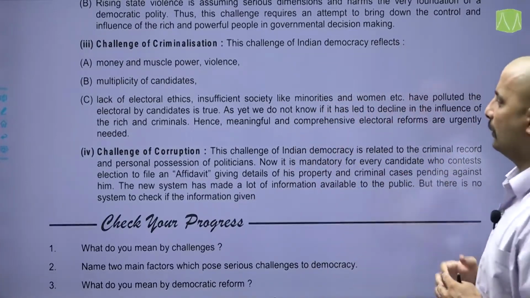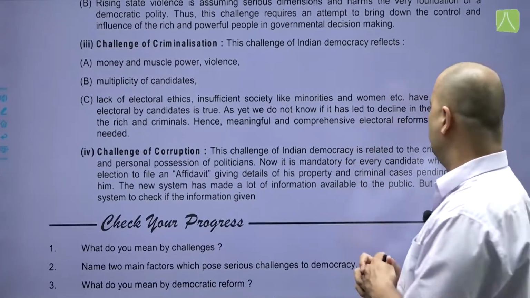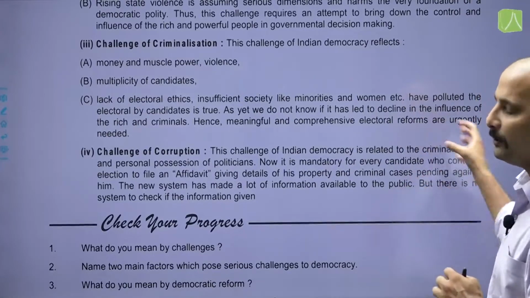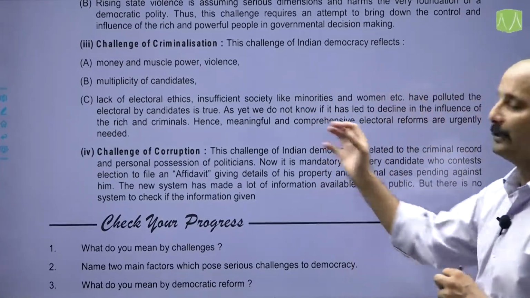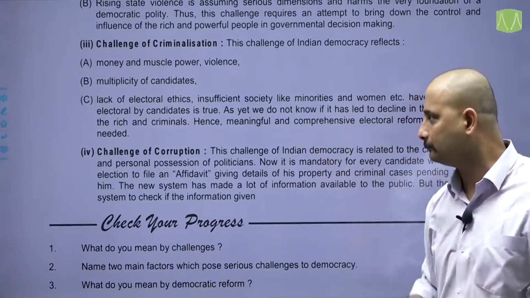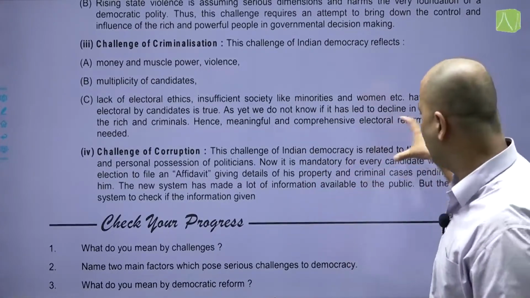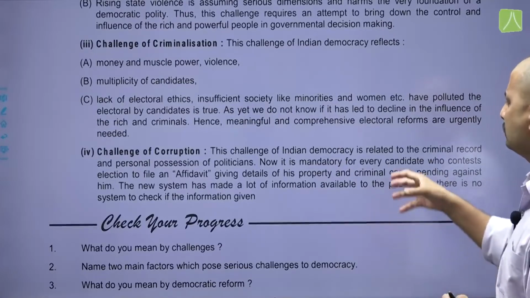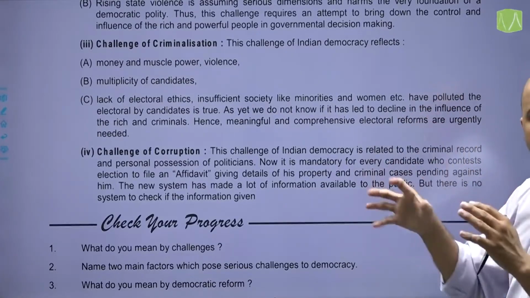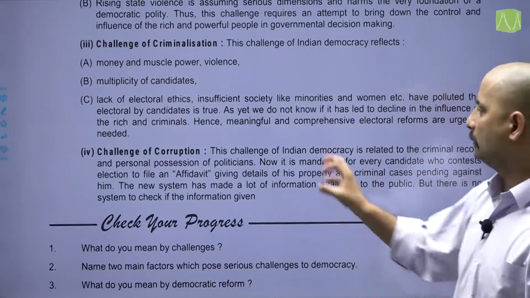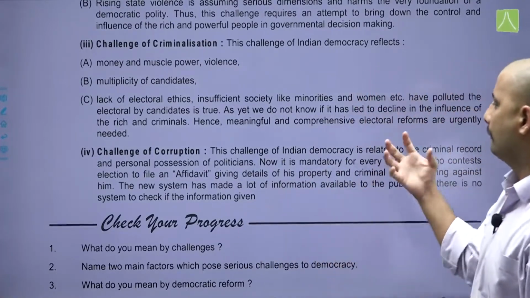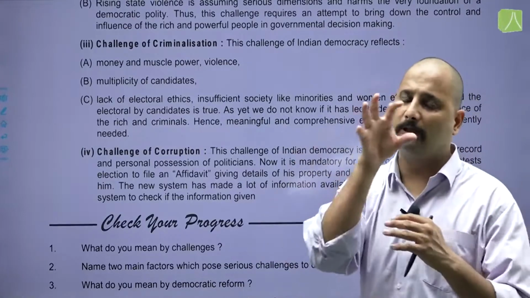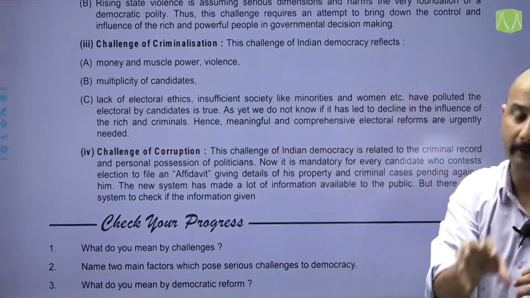Fourth is the challenge of corruption. This challenge of Indian democracy is related to the criminal records and personal possessions of politicians. It is mandatory for every candidate contesting an election to submit an affidavit giving details of his property as well as the property of his relatives and immediate family members, apart from the criminal cases pending against him. The new system has made a lot of information available to the public, but there is no system to check whether the information provided is correct or not.